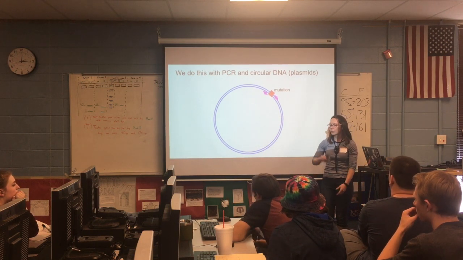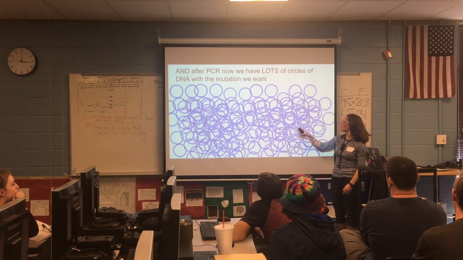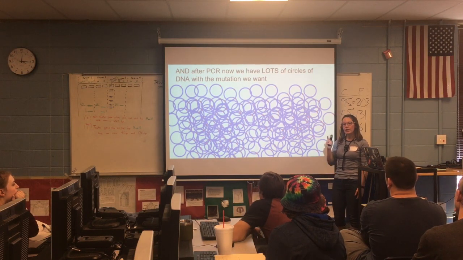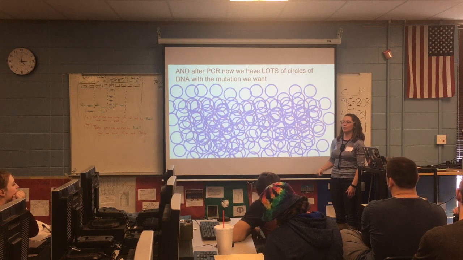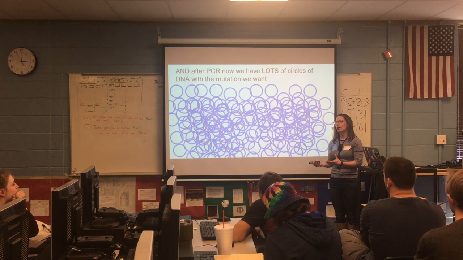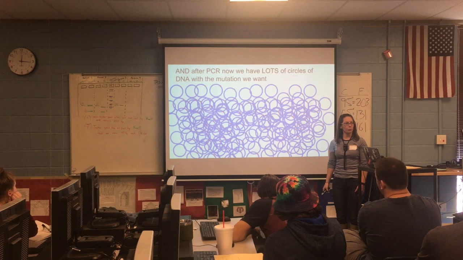And after we do the PCR and copy and copy and copy it, you're going to have billions of copies of your plasmid with that one single or 3 or 2 nucleotide changes in them. So now you've used PCR to copy almost an entire piece of DNA with a couple little mutations.